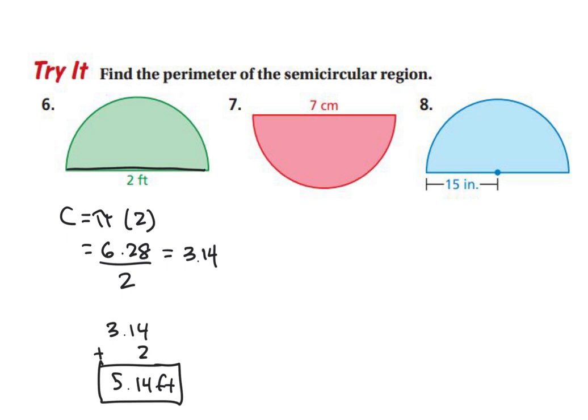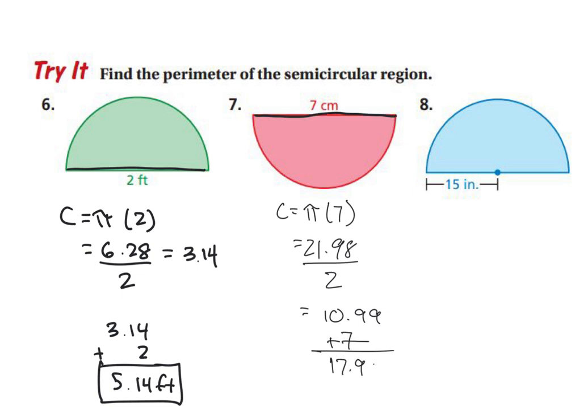For number 7, we'll go circumference equals pi times diameter. 3.14 times 7 is 21.98. We'll divide that by 2 because we only have half of a circle, so we have 10.99, and then we're going to add the diameter of 7 to get 17.99 centimeters.